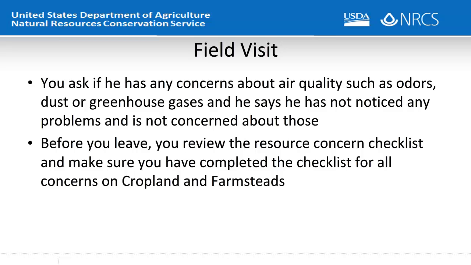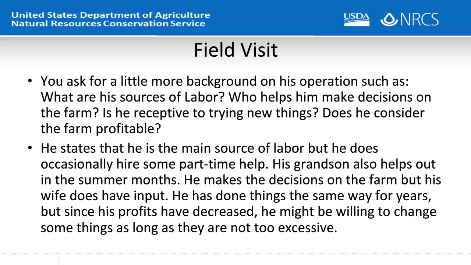Before you leave, you review the resource concern checklist and make sure you have completed the checklist for all concerns on cropland and farmsteads. You ask for a little more background on his operation, such as, what are his sources of labor? Who helps him make decisions on the farm? Is he receptive to trying new things? Does he consider the farm profitable?